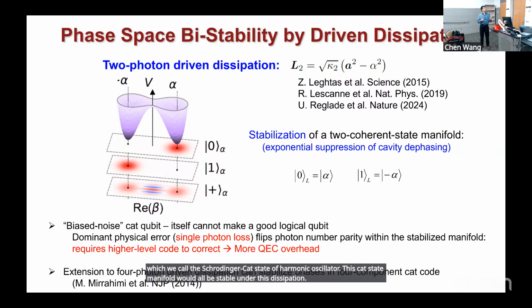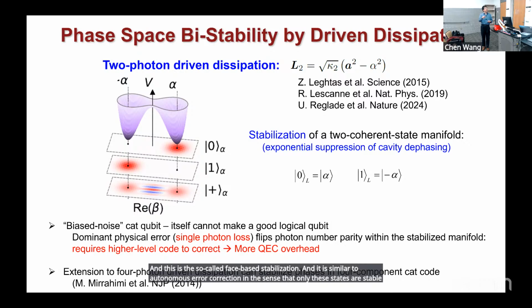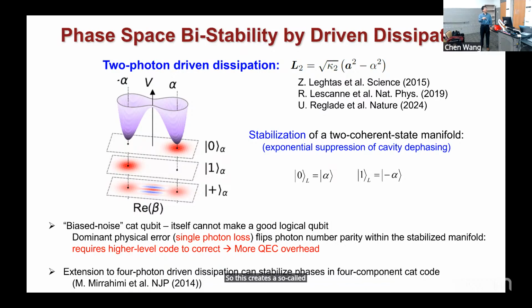And this allowed people to encode a qubit in this two-dimensional Hilbert space. This is the so-called phase space stabilization. It is similar to autonomous error correction in the sense that only these states are stable, but these blobs are not allowed to rotate around in the phase space. So this creates a so-called bias-noise cat qubit.